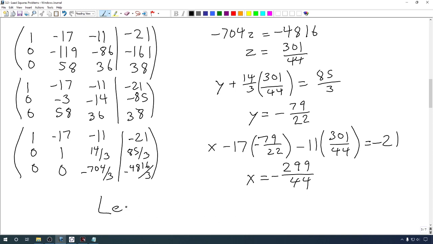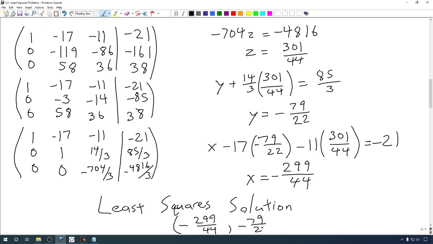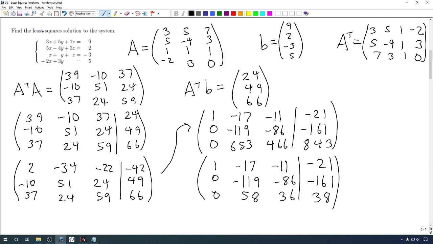Our least squares solution in this case is negative 299 over 44, negative 79 over 22, and 301 over 44. That's the closest solution, or the closest vector, you could say, to being a solution to the original system. So remember our original system up here. It won't give the exact numbers, but it'll be closer than any other thing possible.